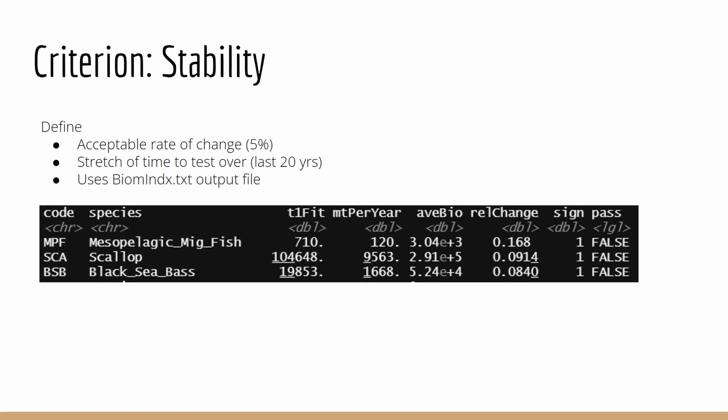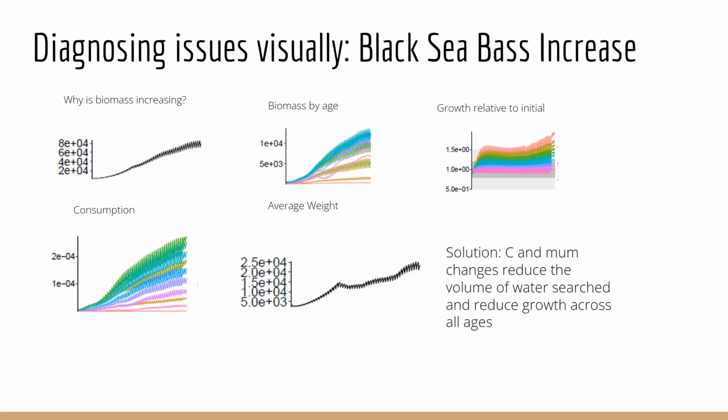So let's focus on that and look at some of those plots. Alright, so we can see that biomass is increasing. We know that anyway from what we just talked about. The biomass at age also shows this pattern. Growth also shows that it is increasing. Consumption also, that probably explains the growth.